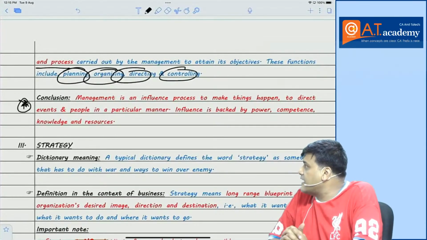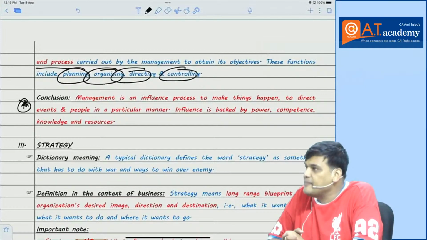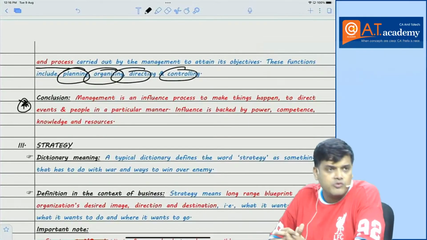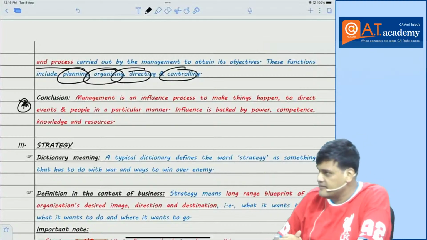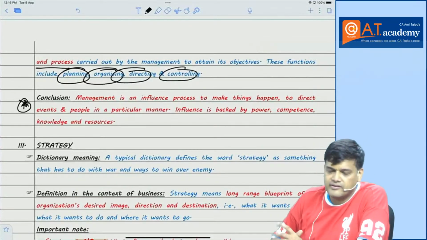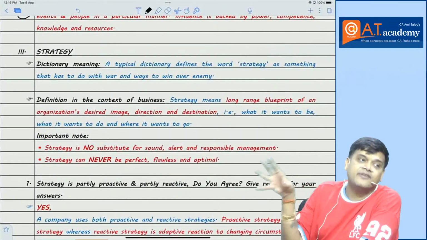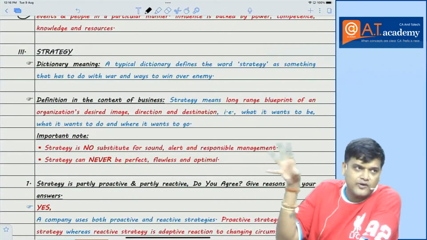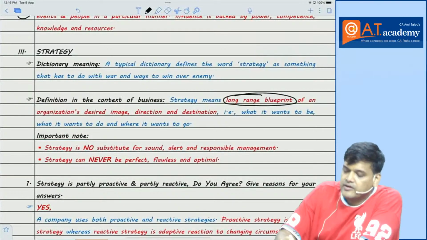The typical dictionary meaning of strategy is something to win wars and win over the enemy. That is called strategy. That is what exactly you should understand. Okay. Definition in context of business. Take your time. Strategy means long range blueprint.